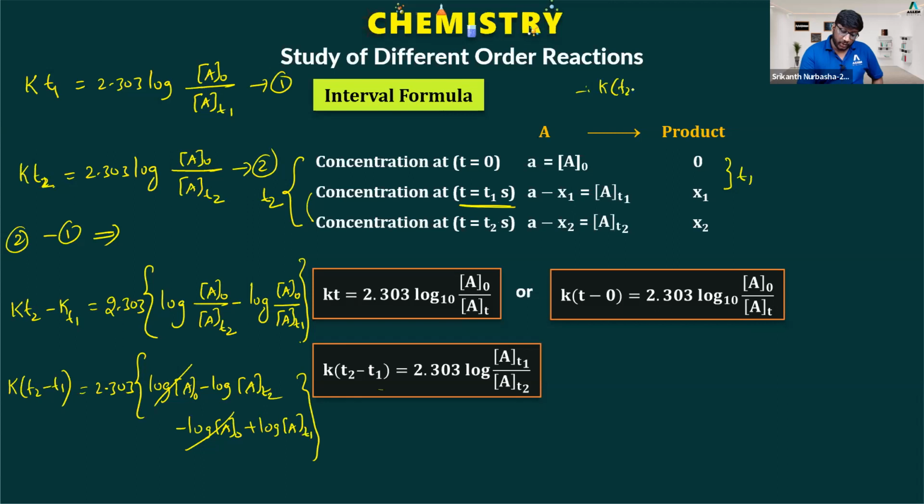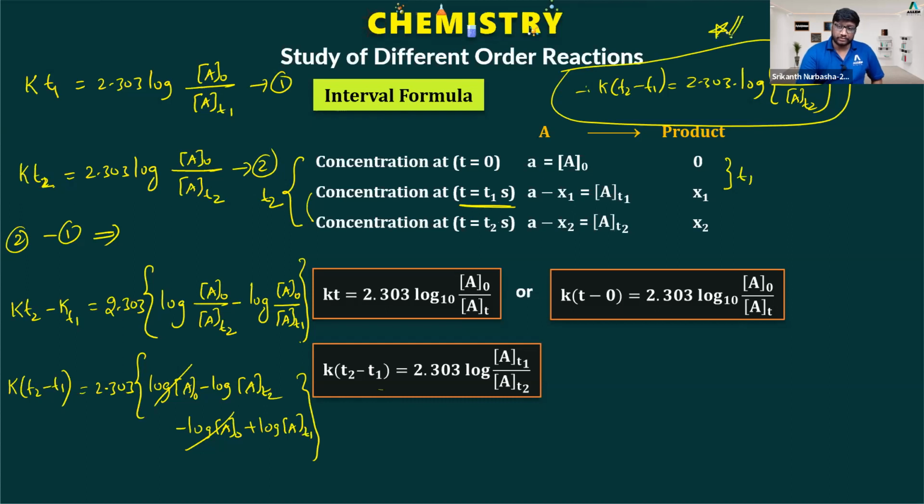Therefore, K into T2 minus T1 is equal to 2.303 logarithm of concentration of A at time T1 divided by concentration of A at time T2. So this was your ultimate formula. So you can get this formula by solving these two equations 2 times. Instead of solving these two equations 2 times, you can directly know the interval formula.